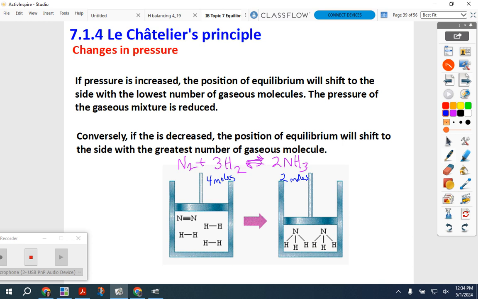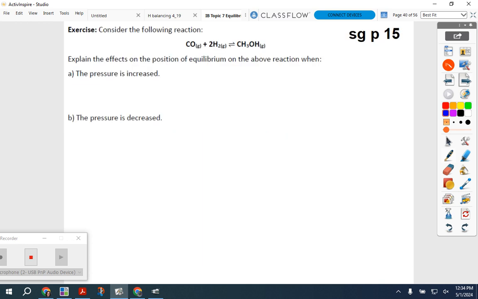That's not always necessarily what we want to do with a reaction, but in this case, it's a way that Fritz Haber developed the technique so that we could make as much ammonia as possible. Okay, so on page 15 of your study guide, we've got carbon monoxide reacting with hydrogen gas, and we're going to make methanol. It's kind of exciting.